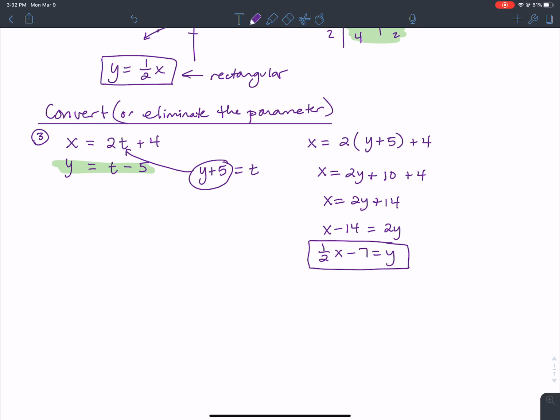So you've eliminated the parameter in that you got rid of all the t's there. So you got rid of that third variable. Okay, so you don't have to make a table, you can just eliminate the parameter from the equations.